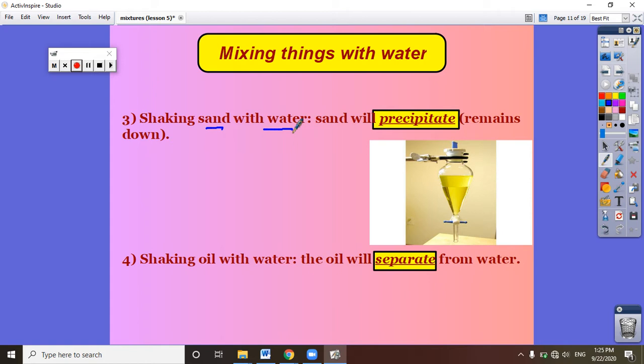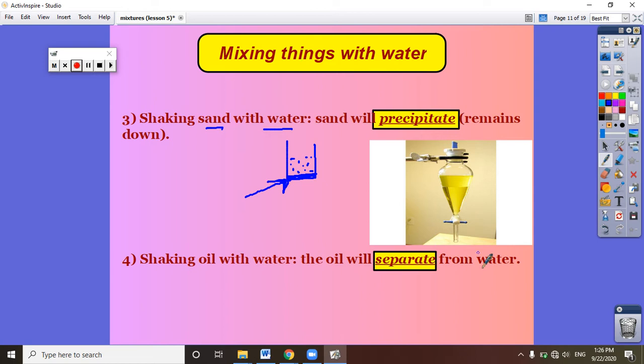I can see that the sand, here, that's the beaker, okay, the sand will precipitate here. What is the meaning of precipitate? Remains here, and the water will be above it. Okay, so when we make a mixture of sand and water, the sand will precipitate, or remains down.